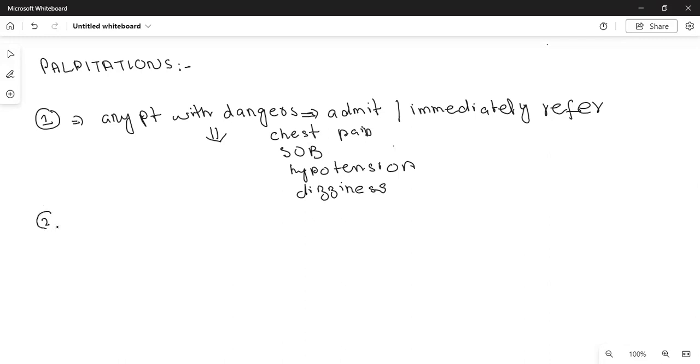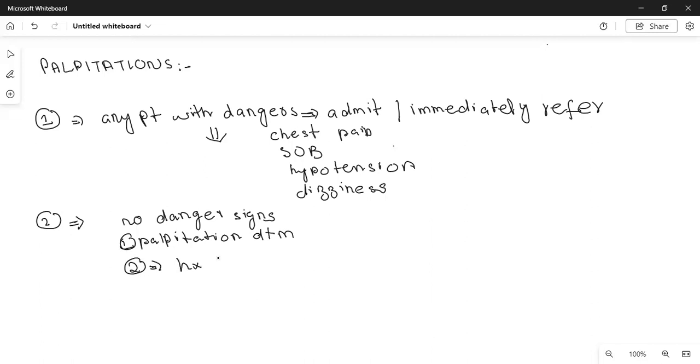So the second type of situation is the patient does not have any danger signs. So no danger signs, but the patient has palpitations at the moment. Okay. The patient has palpitation at the moment, and there is a history of sudden cardiac deaths in the family.